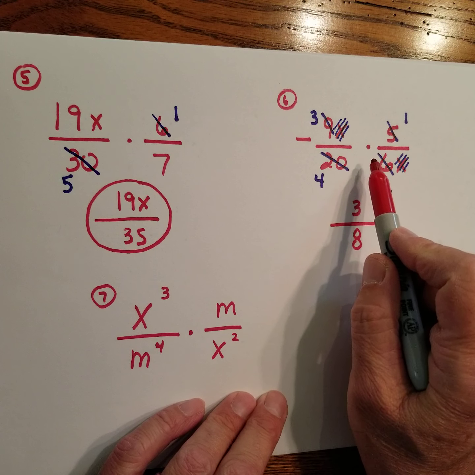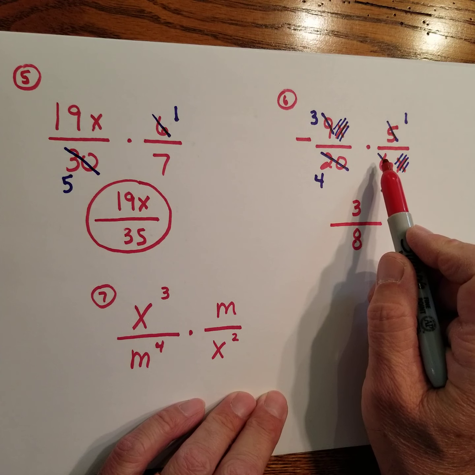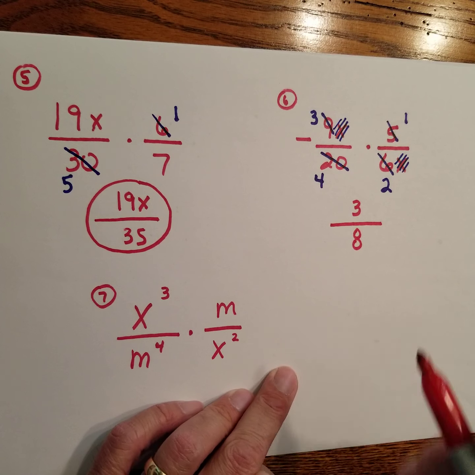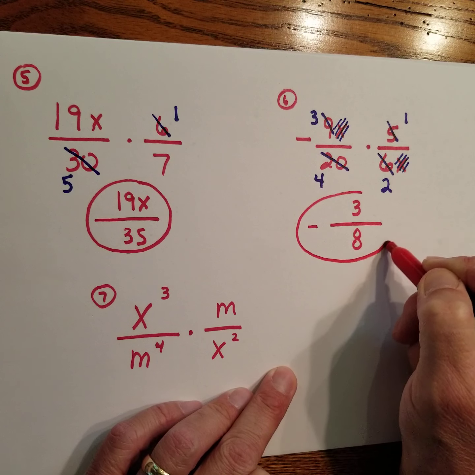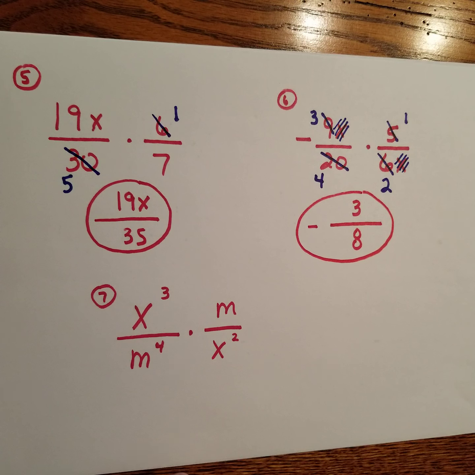Finally, I was multiplying a negative times a positive. That's 1 negative. And when you multiply with 1 negative, your answer is negative. Negative 3/8, a good answer for number 6.